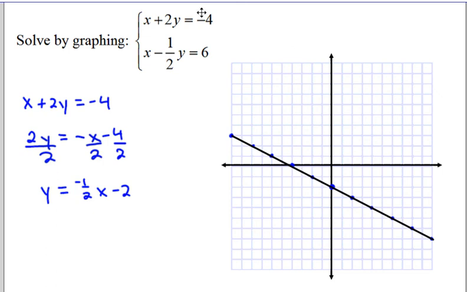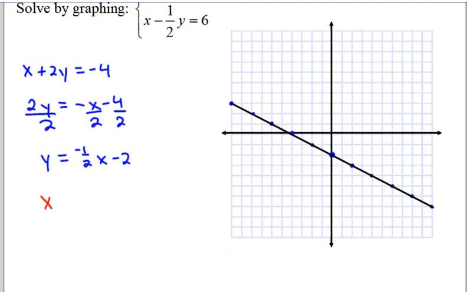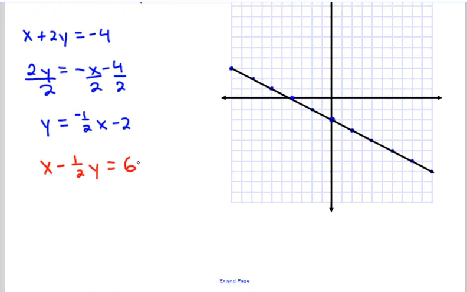Okay, there's the graph of x plus 2y is negative 4. Now the other one, when I graph this other one, we've got x minus 1/2 y equals 6. Okay, I'm going to do the same thing. I'm going to take the x to the other side. It becomes negative. So I get negative 1/2 y equals negative x plus 6.